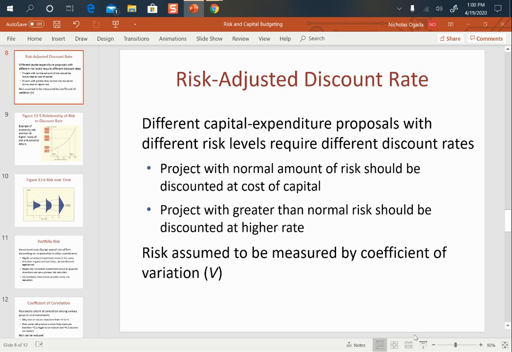Hello, welcome to this second presentation on risk and capital budgeting. Now, I just want to take you back to what we did in our previous video.